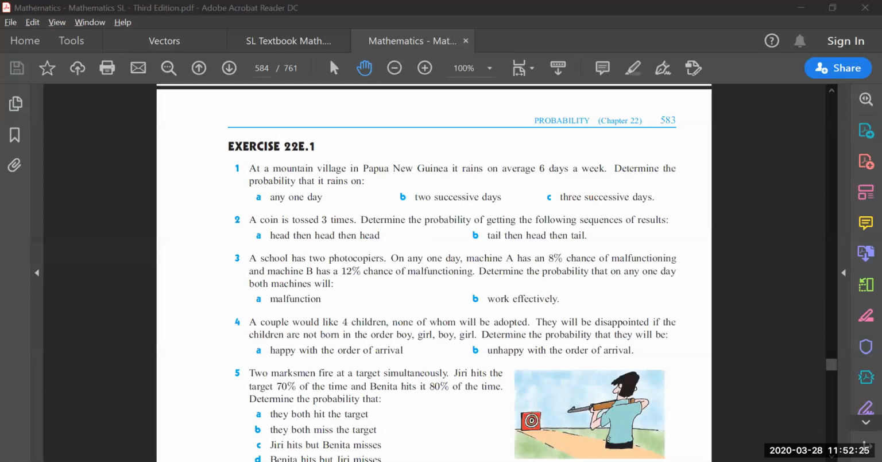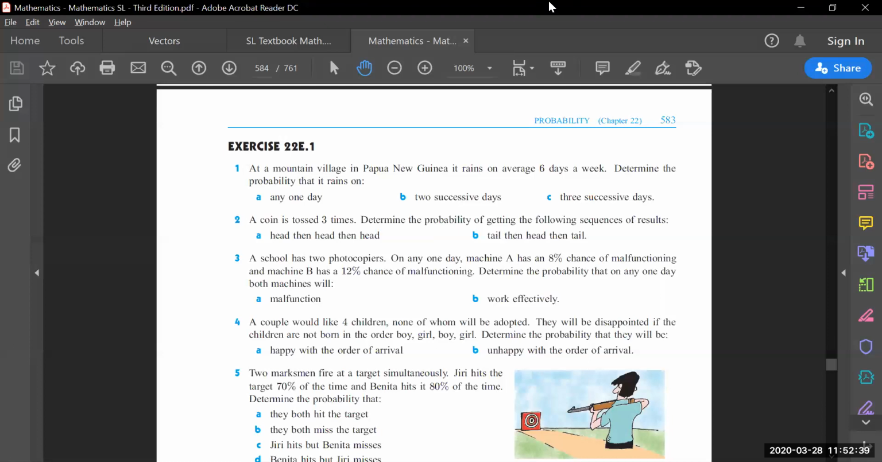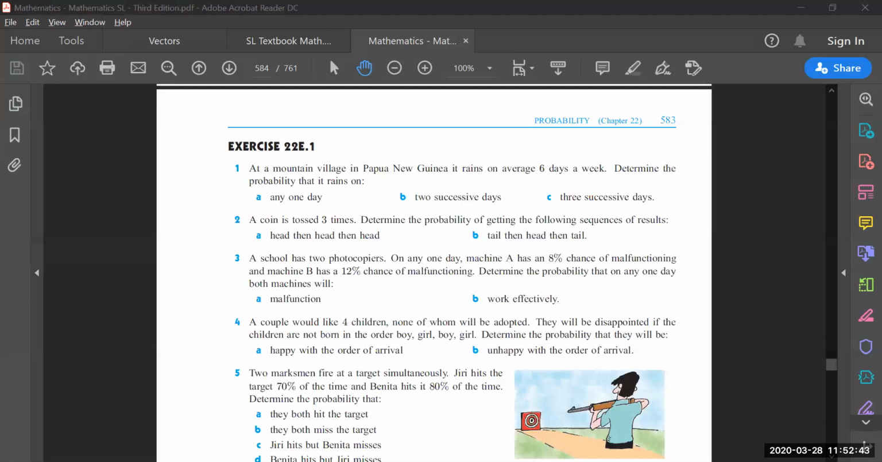How do you do the one where it says determine the probability that it rains on 3 successive days? Do I just take the answer of B times probability of something?